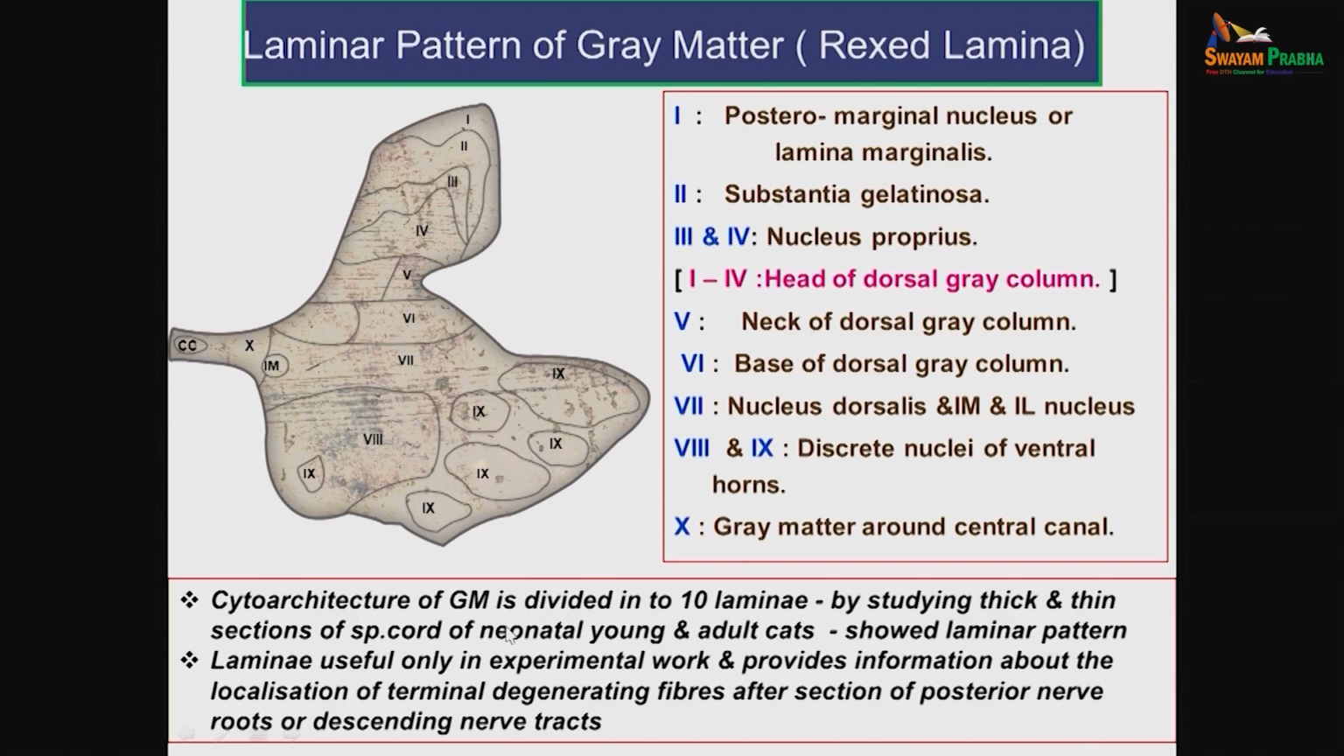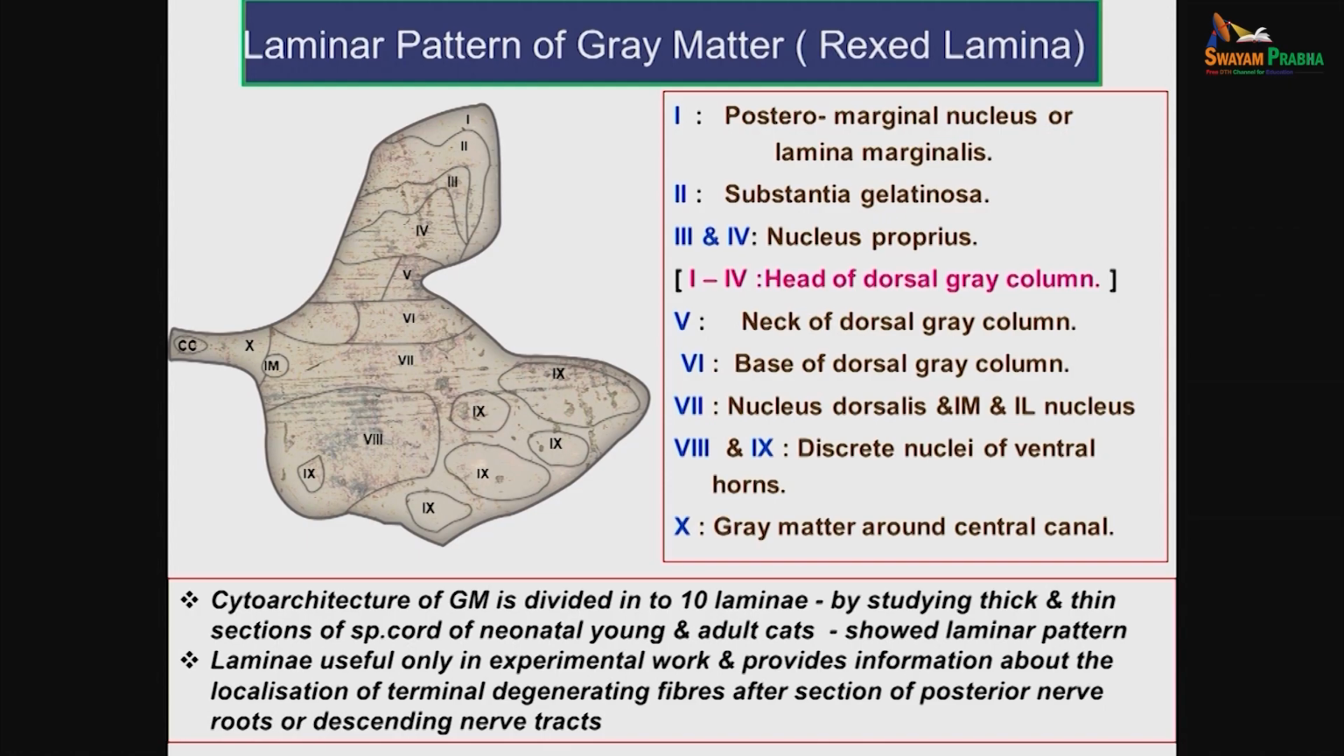As you all know, this is anterior grey horn, this is posterior grey horn, this is the intermediate region, this is the central canal, and this is the grey commissure. So lamina 1, as pointed out in the picture, corresponds to postero-marginal nucleus. Lamina 2 is substantia gelatinosa. We have learnt all these in the previous slides. Lamina 3 and 4 correspond to nucleus proprius. So 1 to 4 corresponds to head of dorsal grey horn or grey column.